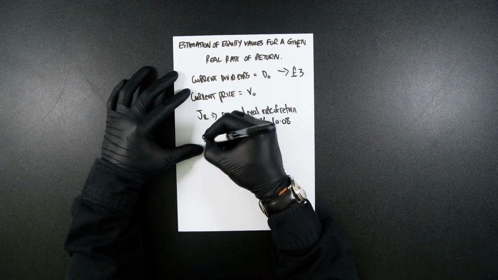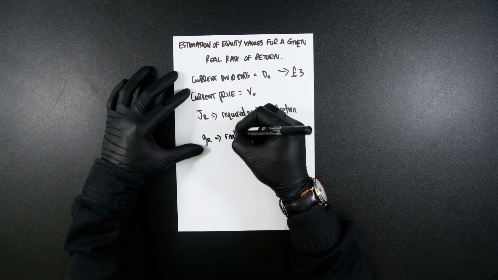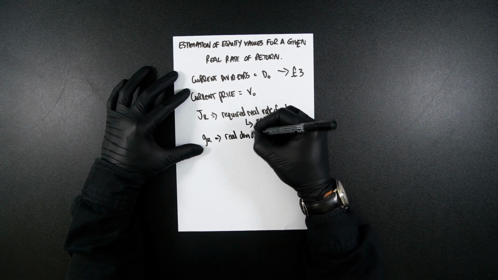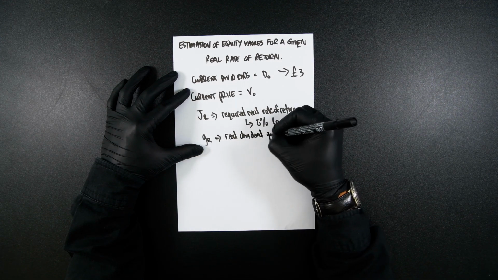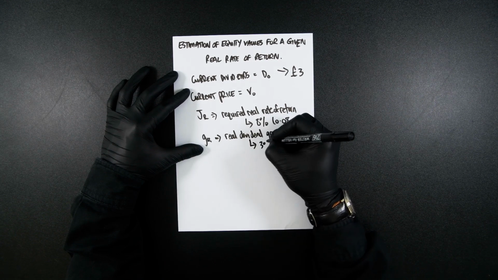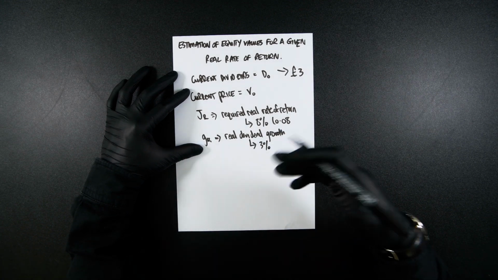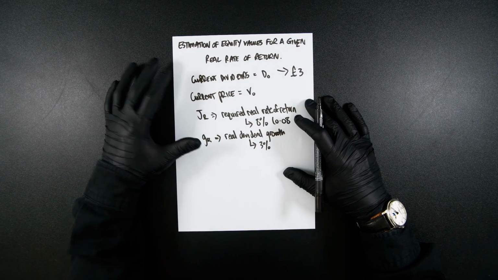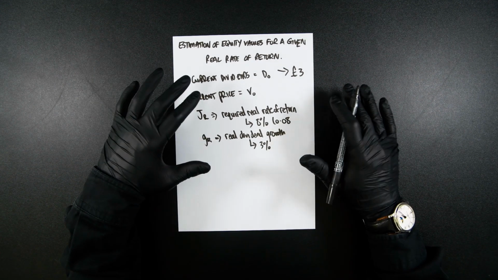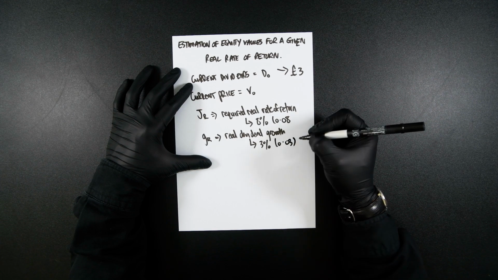And then let's do GR, which is the real dividend growth. And let's make this 3%. So the real dividend growth is taking into account inflation. I've got another video on how to differentiate between real and nominal. So 3%, which is 0.03.